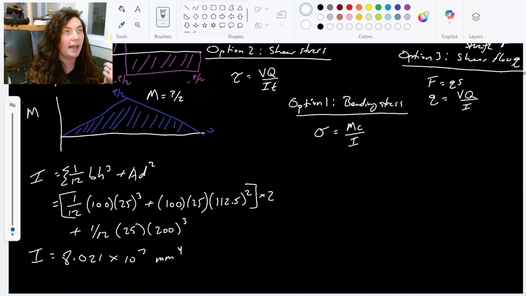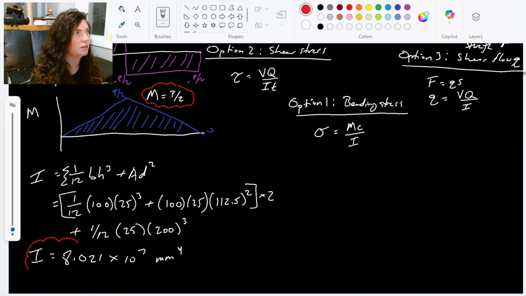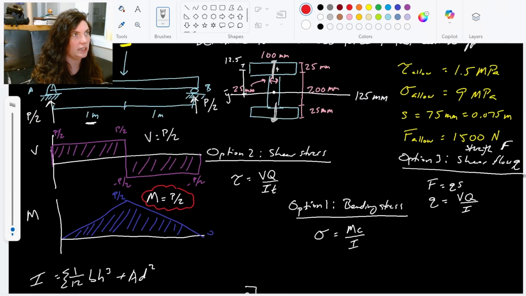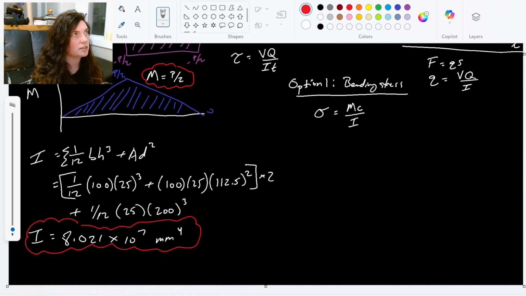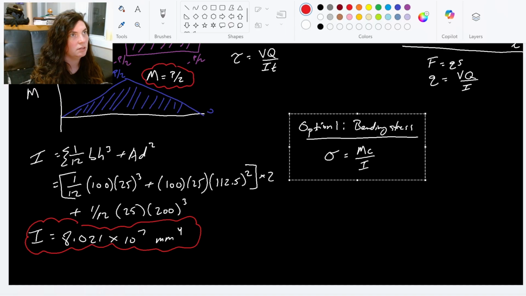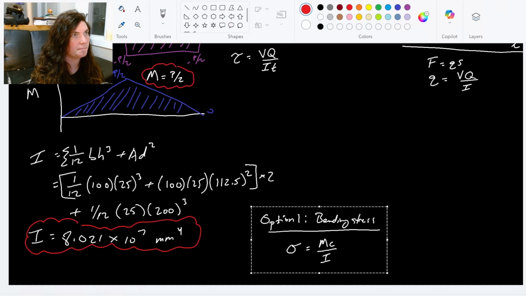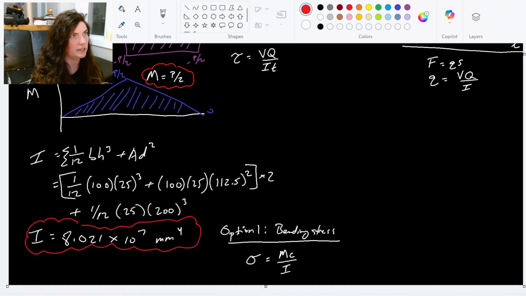I have something to plug in for M. Actually, let's go ahead and highlight all of those, right? So we've got our thing for M. We've got our I. We have V. Now we just need these other few ingredients, the Q's and the C's, and it looks like the easiest one to start with will be the bending stress option. So let's bring him down here and work with him. Option 1 for bending stress.